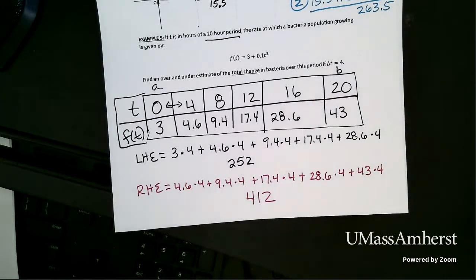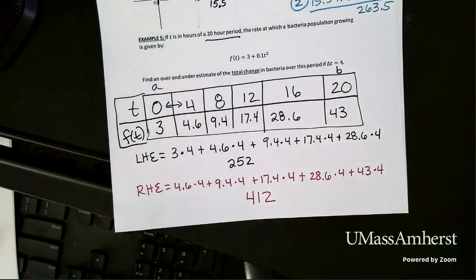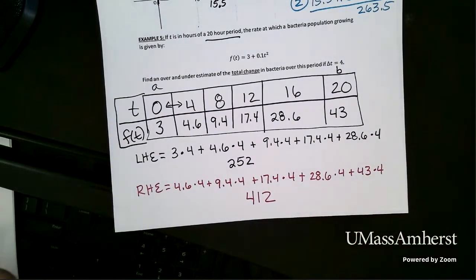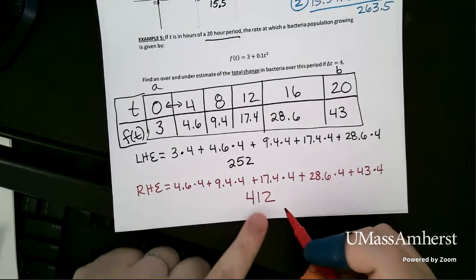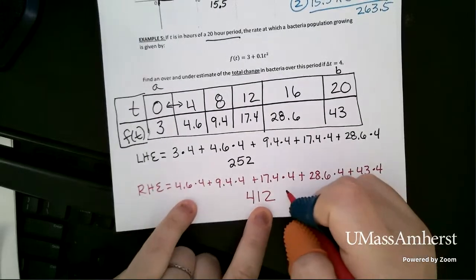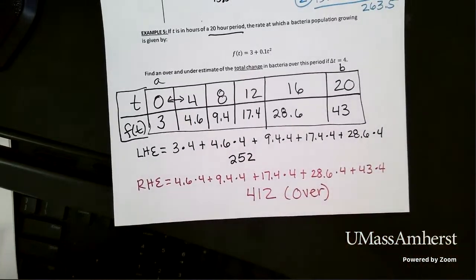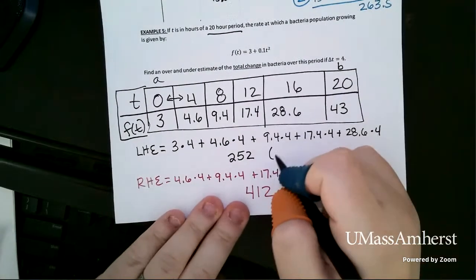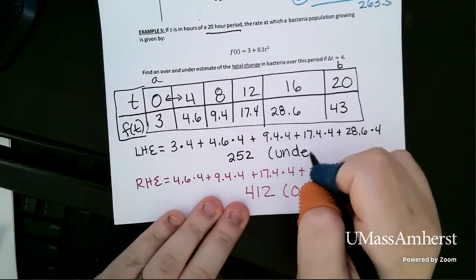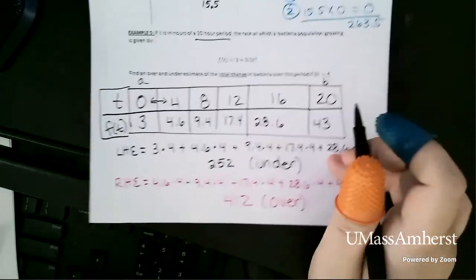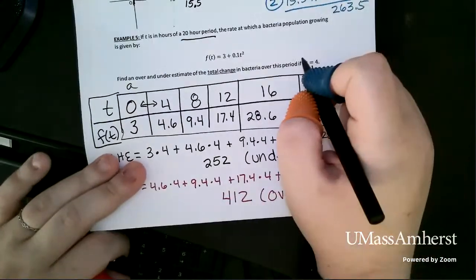So the question was asking about an over and under estimate. So we have to look at these two numbers and figure out which one's bigger, which one's smaller. Our bigger number is the 412. So our right-hand approximation is our over estimate, and our left-hand approximation of 252 is our underestimate.